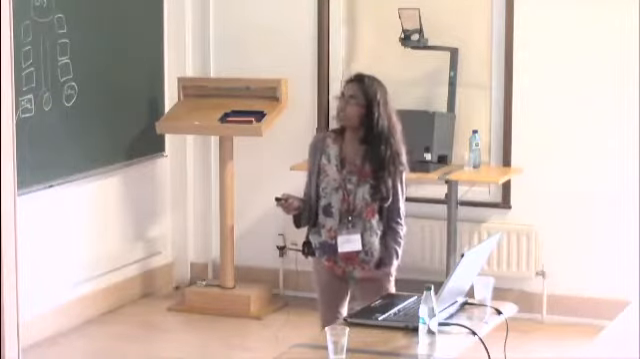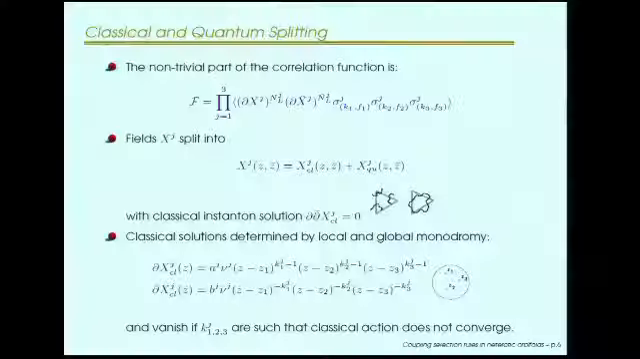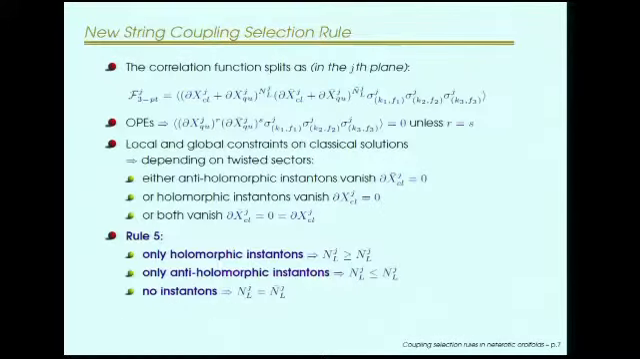The explicit form of the classical solutions is known, it can be computed, and it's determined completely by the local and global monodromy conditions. What will be important for us is that they are proportional to particular torus coset lattice vectors, so shifted vectors on the torus lattice. Moreover, depending on the twisted sectors involved in the coupling, it can happen that the only way to satisfy the local and global monodromy conditions in such a way that the classical action converges is with vanishing solutions. Okay?